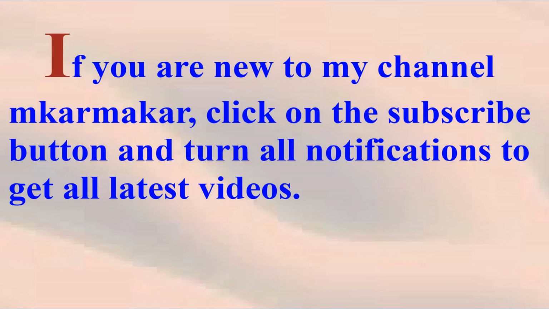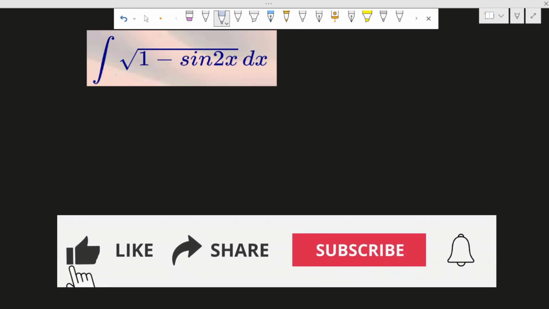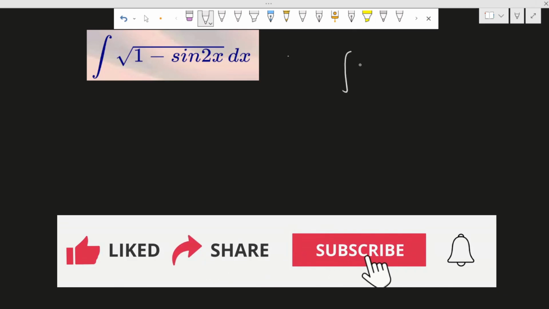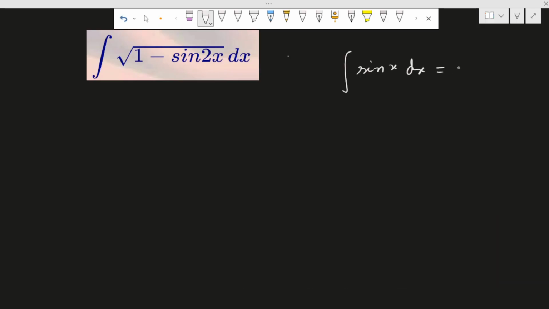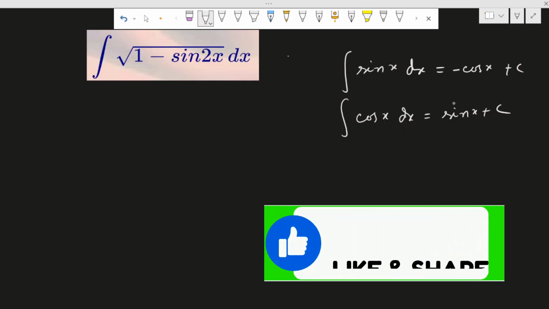Integration of square root of 1 minus sin 2x. It is known that the integration of sin x dx formula is minus cos x plus c. Integration of cos x dx is equal to sin x plus c. So we have to express this integrand in terms of sin x and cos x.